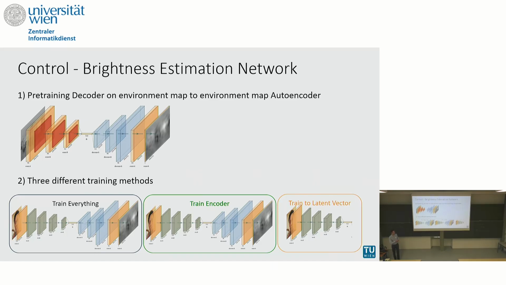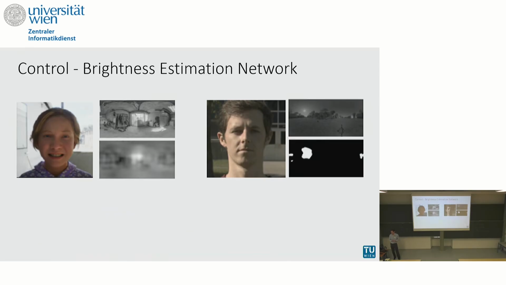And the third one was that we cut the decoder completely, and we trained to the latent vector, and we had the ground truth values in the latent space, so we could only train this part here. And from these three, the middle one was working the best. So here are some results of this brightness estimation network.